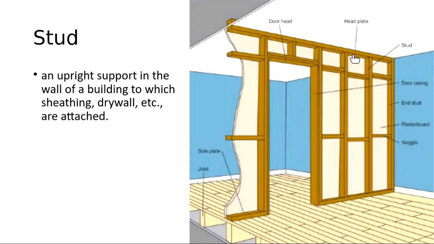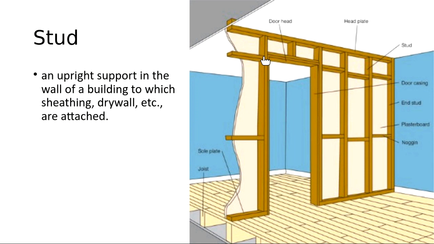So the stud, in this country, for residential framing, we use wood studs. And the wood stud is this piece right here. It's the support that creates the wall. And then the drywall is attached to it. If it's on the exterior, insulation is put between the studs. And you have a head plate, the stud.